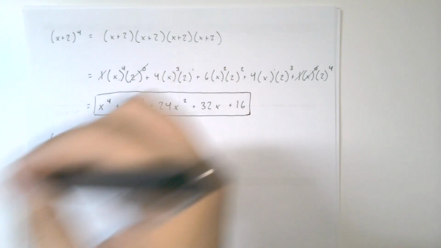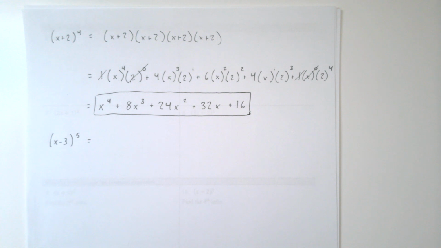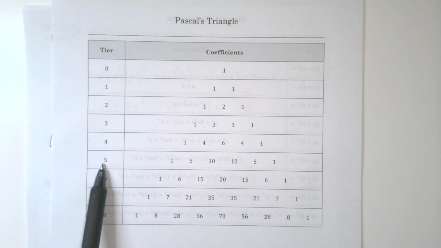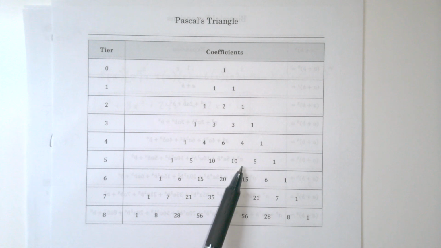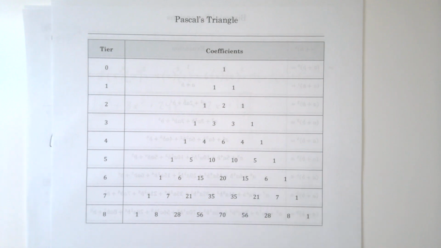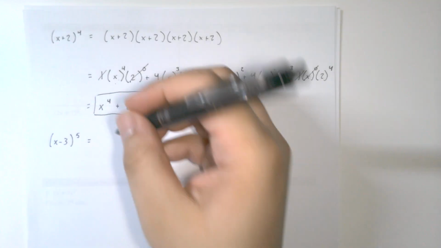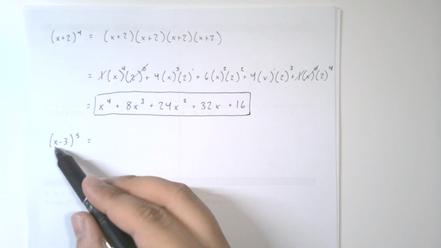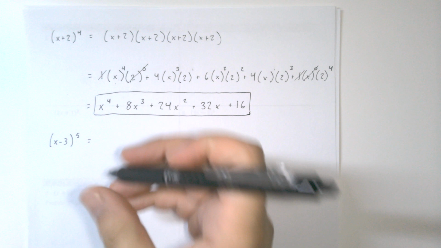And so first we have to identify the coefficients from Pascal's triangle. Since we're raising something to the 5th power, we have to use tier 5. So we have 1, 5, 10, 10, 5, 1. And now let's construct this. We also have to identify what a and b are. In this case, a is x and b is negative 3.